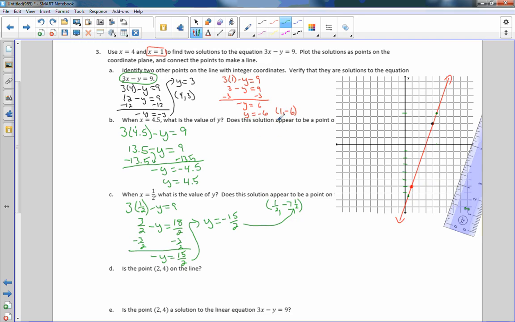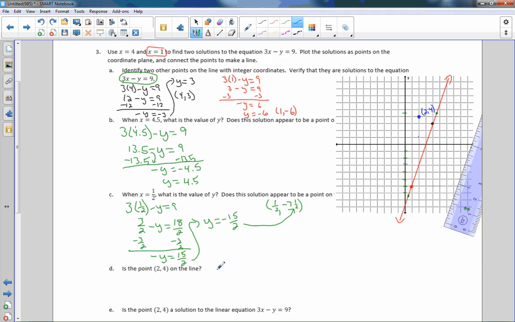Now these two things also said, does the solution appear to be on the line? And the answer is yes to both of those. There's the one from C, and this is the one from part B. Part D says, is point (2, 4) on the line? So I'm going to go to the right 2, up 4. 1, 2, 1, 2, 3, 4, and put a dot right there. That is the point (2, 4), and obviously it is not on the line.